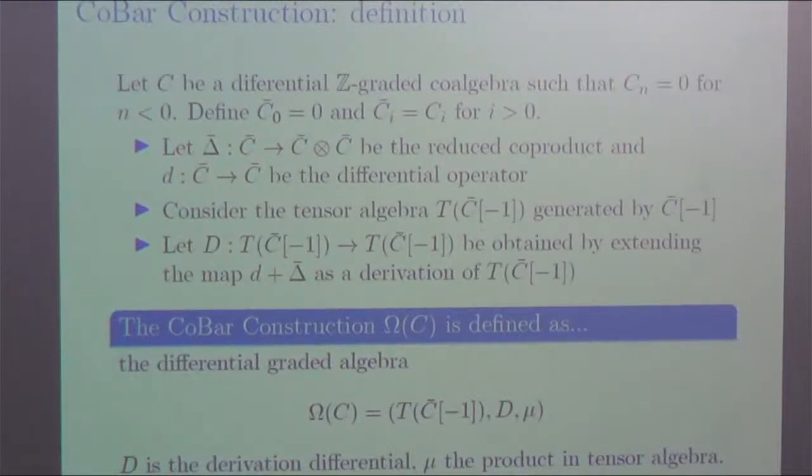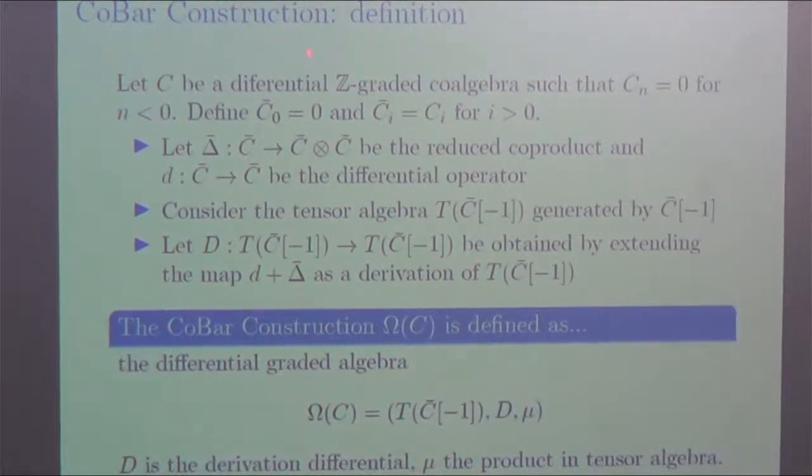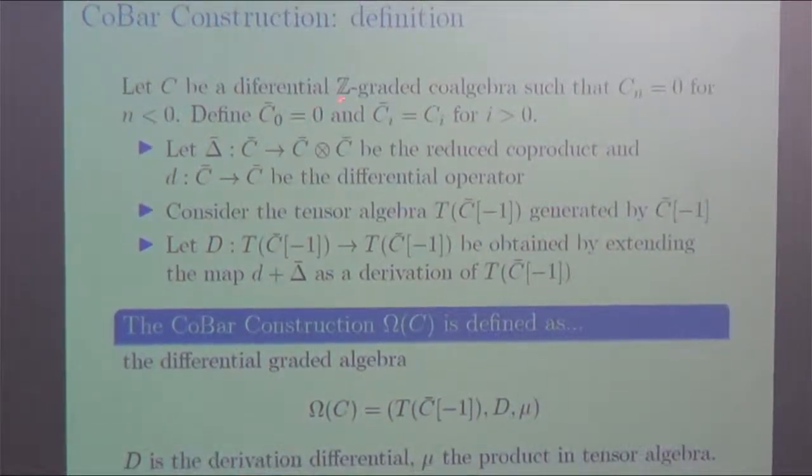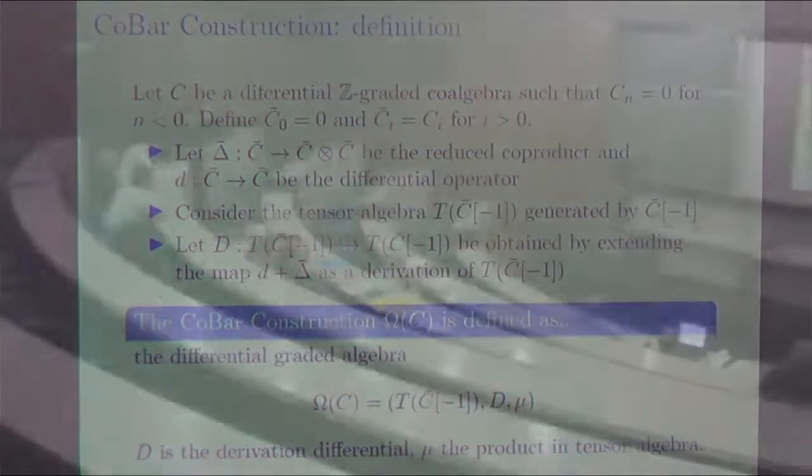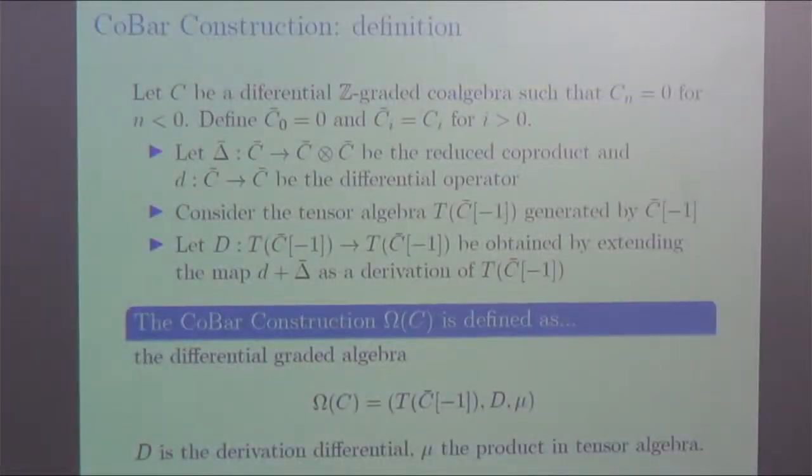Okay, so what's the bar construction? I will try to give a simplified version. There are some technical details that I'm omitting, but we can talk about it during the coffee break, maybe. So you take a differential Z-graded coalgebra, and this Z-grading doesn't have to be confused with our grading by a group. So it's something different. Here it's graded by the integers like a complex. Graded by the group is another thing.